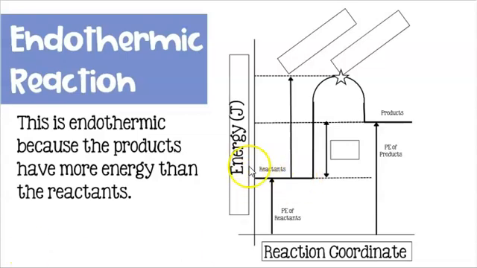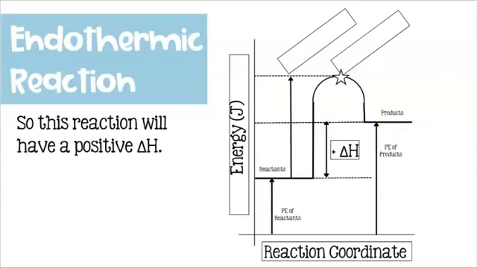Notice how here the reactants have a lower potential energy than the products. That makes this reaction endothermic. It also means that the enthalpy will be positive. Since the products have more energy than the reactants, delta H is positive.